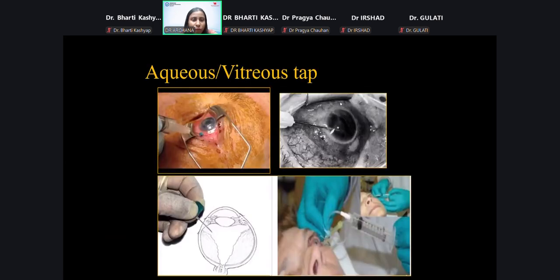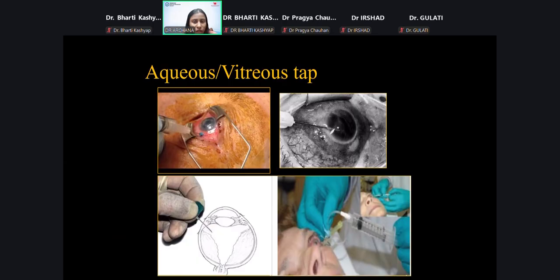So how to do an aqueous tap or vitreous tap? Very simple. In this one they have put a trocar because they have a cutter in hand. But in general, we can just do it with a 1 ml syringe using a 26 gauge needle. We cannot usually do it with a 30 gauge needle. And first, proper exposure of the eye and proper sterility. There is no point blocking the eye unless you think the procedure will be long, and no need to give any kind of block.